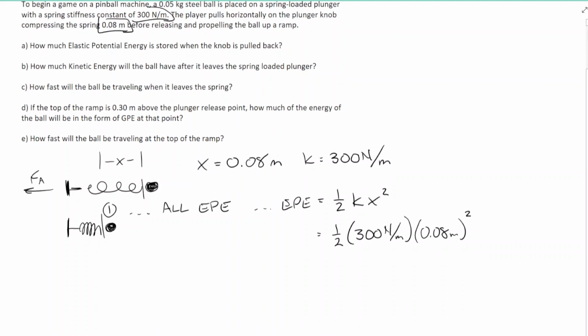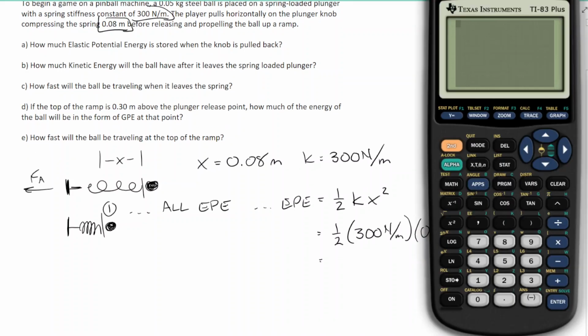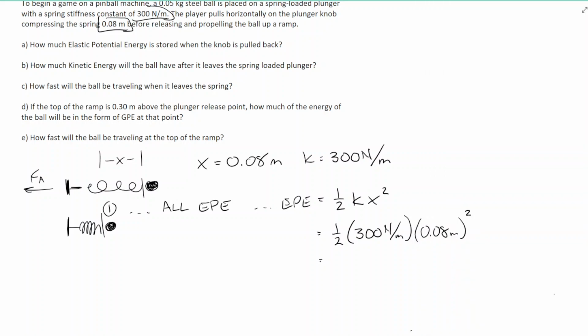So when we pull out our calculator, we get 0.5 times 300 times 0.08, and we square it. When you do that, you get 0.96. The EPE, the answer to part A, is 0.96. And it's energy, right? You have newtons divided by meters times meters squared. That's a newton times a meter, which is what we call a joule. So we have an EPE of 0.96 joules. That's our answer to part A.